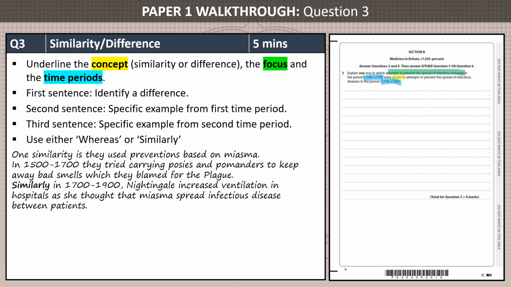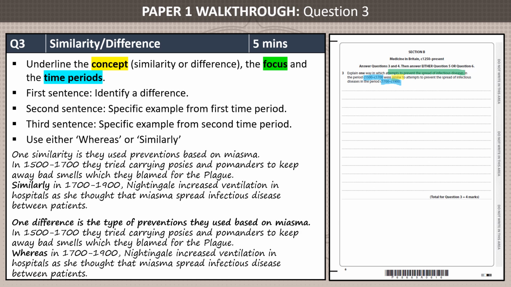Now, just for a moment, imagine we were asked to write about a difference between these two periods instead of a similarity. We could very easily use exactly the same content and just tweak our answer slightly to make it focus on difference. Here's how it would look. Note the phrases in bold. Those are the only bits that I needed to change to make it focus on difference rather than similarity.